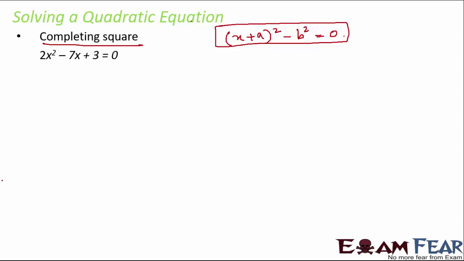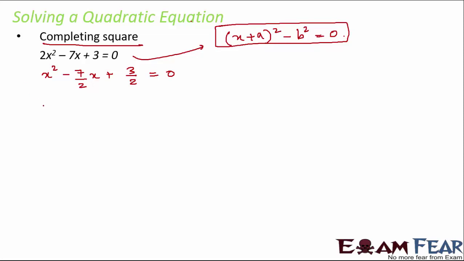2x square minus 7x plus 3 is equal to 0. Now if we have to bring this equation to this form, then the first thing that we have to do is get rid of this 2, because it has to be in the form of x square plus a square. Only then we will be able to reach this form. So for that, we divide the entire equation by 2. When we divide it by 2, we get x square minus 7 by 2x plus 3 by 2 is equal to 0.